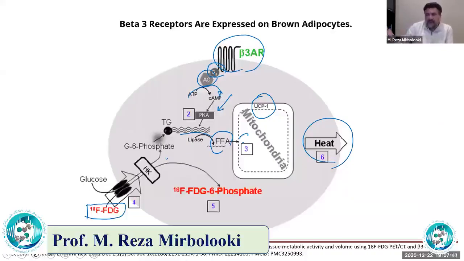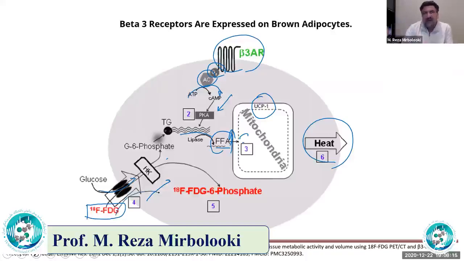On the side, when the consumption of free fatty acids increases in the cell, the intake of glucose also goes up because the cell needs to compensate for the extra metabolism that it's going through. So for that reason, there will be lots of glucose uptake through glucose transporters. So this gives us a good opportunity to use F18-FDG.